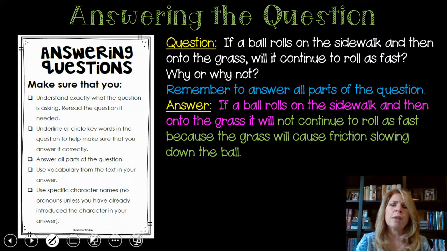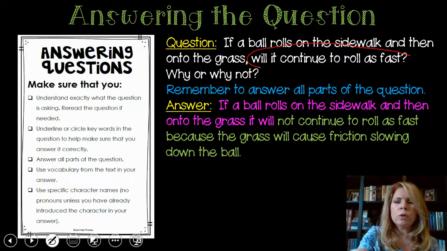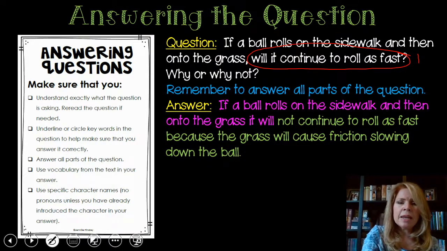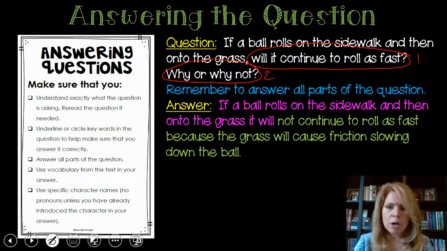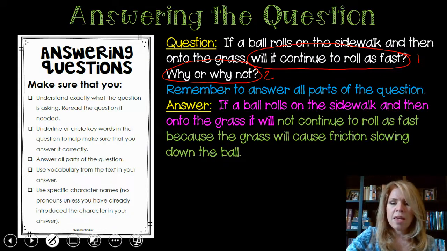If a ball rolls on the sidewalk and then onto the grass, will it continue to roll as fast? Why or why not? Remember, we need to answer all parts of our question. So the first thing that it asks is, will it continue to roll as fast? That's the first part that it's asking. Then it asks, why or why not? That's the second part of our answer. So let's look at how we've answered. If a ball rolls on the sidewalk and then onto the grass, it will not continue to roll as fast. That's my answer to my first part.